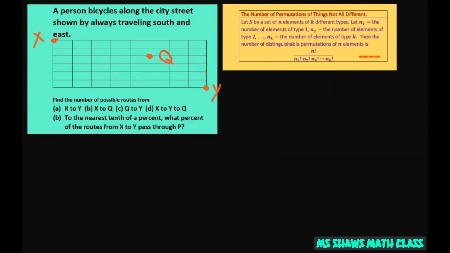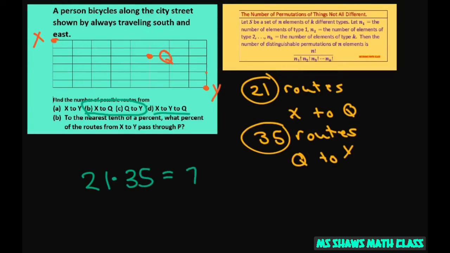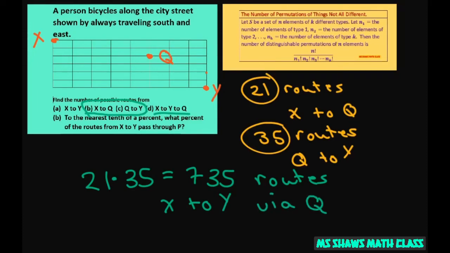So that's that one. And D, X to Y to Q. For that one, we're going to use parts B and C. So we're going to use these two. That was 21 routes from X to Q, and 35 routes from Q to Y. So all you do is you multiply these two. That's using your counting principle, or your multiplication principle. So that's going to be 21 times 35. That equals 735 routes from X to Y via Q.